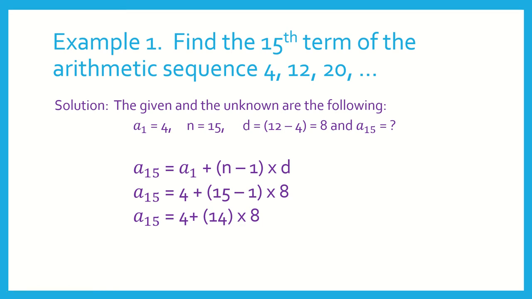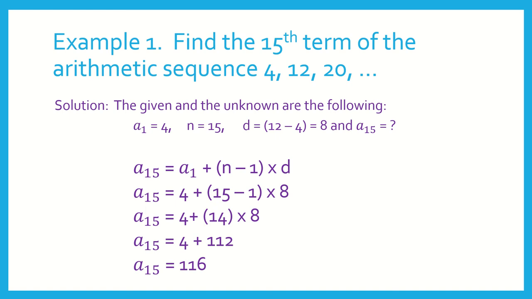Again, we're going to use the rule of operations. Before we could add, we make sure that we multiply this first. Okay? So we have here a is equal to 14 times 8. This is 112 plus 4. Okay? So our a sub 15 is 116.